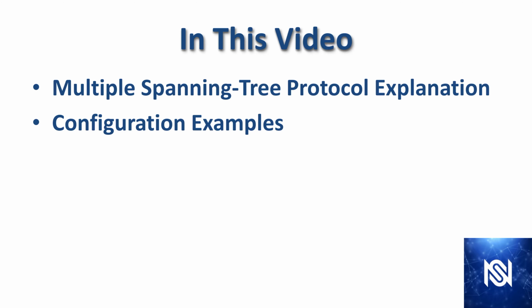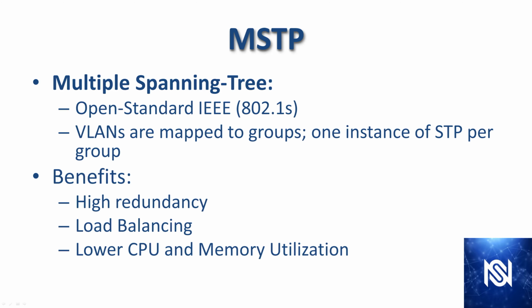In this video, we're going to go through a very brief multiple spanning tree protocol explanation and then go to some configuration examples on GNS3. It is an open standard with IEEE 802.1s designation, and basically what it means is that VLANs are mapped to groups. And unlike per VLAN spanning tree and rapid per VLAN spanning tree, you get one instance of spanning tree per group rather than per VLAN. And the benefits of MSTP include high redundancy, it makes it easy to load balance, and you also get much lower CPU and memory utilization than you would with RPVST+, for example.